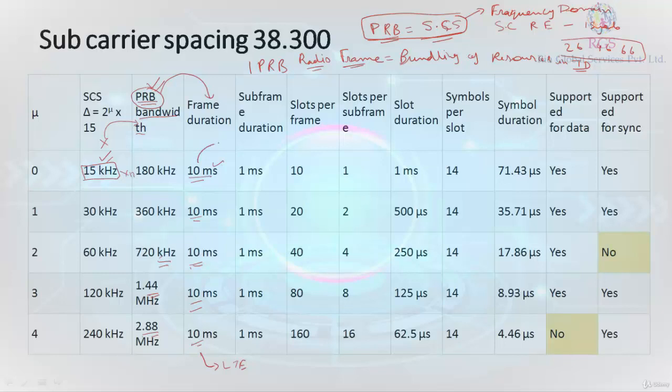So every radio frame has got 10 subframes. Each one of them has got 1 millisecond each. Okay. So this is the same as per the standard. This is the same as per the standard, and the number of symbols per slot is also the same. This is also a standard. So 14 symbols will make one slot. So this is also the same thing.